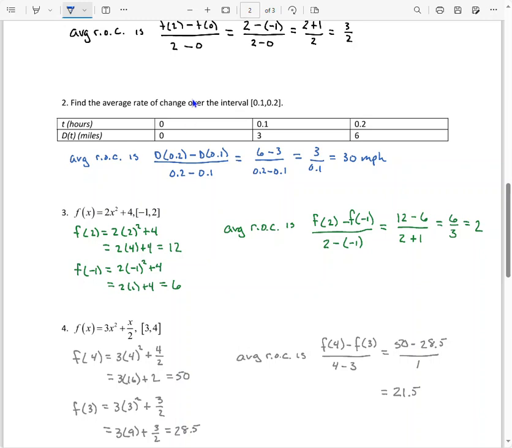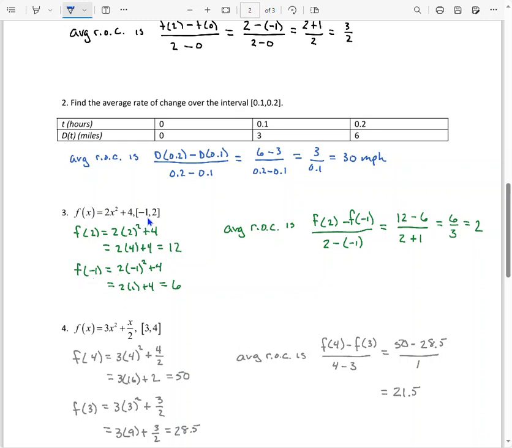So that's using tables. We could do it using algebra. If our function is 2x squared plus 4 and our interval is from -1 to 2, for the average rate of change, I have to know what is f of 2, the function value at 2. So I put in 2. So I'll have 2 times 2 squared plus 4. 2 squared is 4. 2 times 4 is 8. 8 plus 4 is 12. Remember, order of operations, a step at a time.